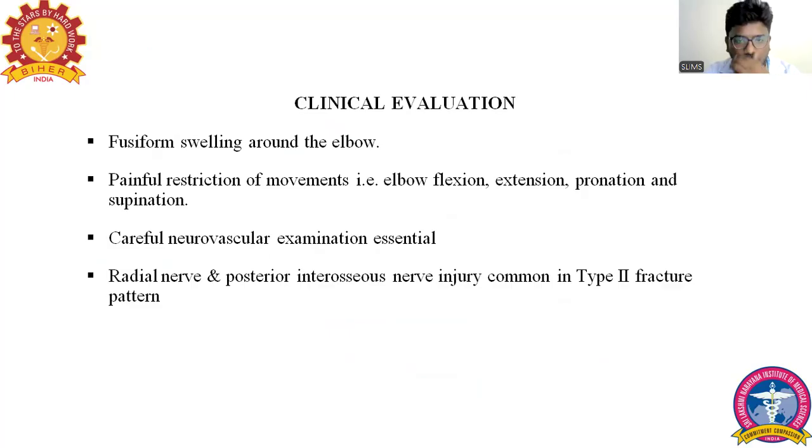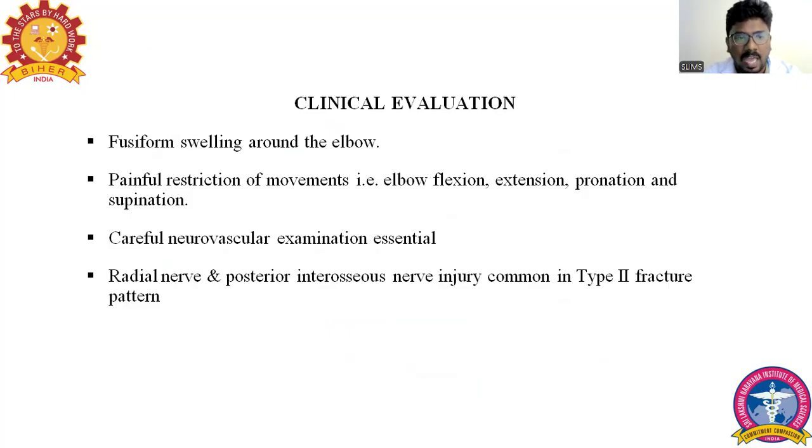Clinical evaluation. When the patient comes to you, usually the presentation is with a history of trauma or a fall, with fusiform swelling around the elbow. Painful restriction of movements is seen in the affected patient, where flexion, extension, pronation, and supination are affected. The movements possible around the elbow joint are entirely affected due to swelling and fracture.